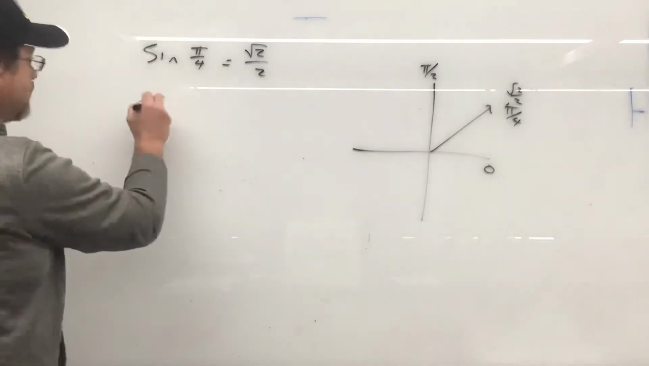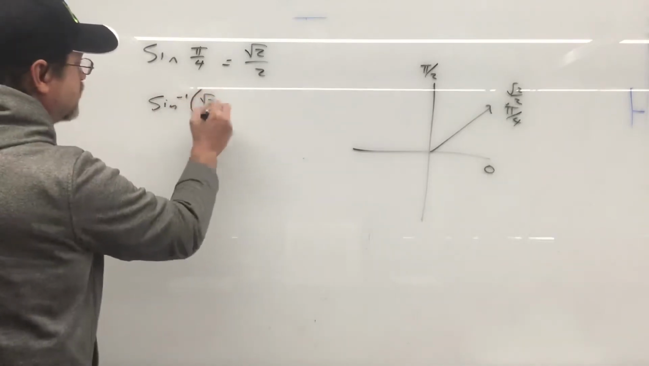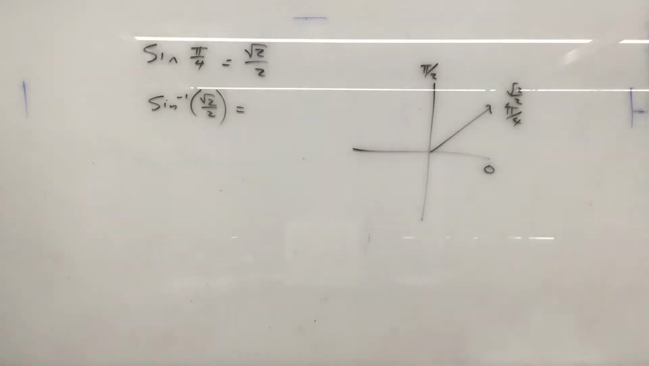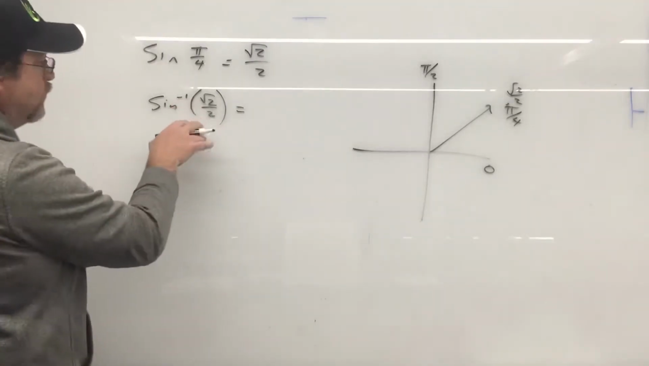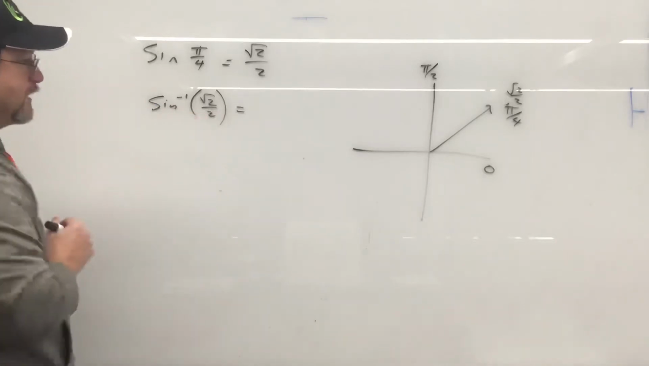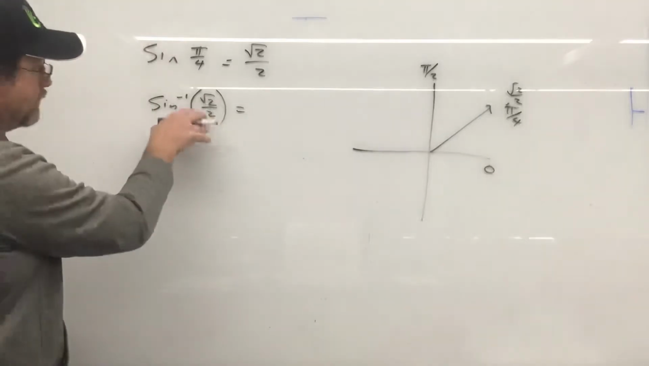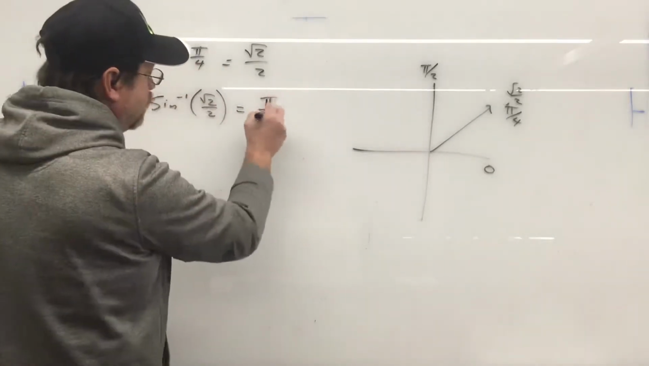Conversely, if we're talking about the inverse trig function, we would say the inverse sine of radical 2 over 2, and we want to know what that is. Well, that is asking the question, at what angle does sine equal radical 2 over 2? Looking at the unit circle, when sine is radical 2 over 2, that happens at pi over 4.